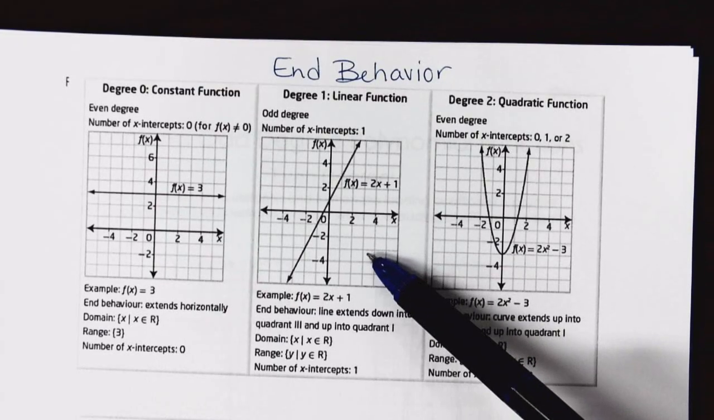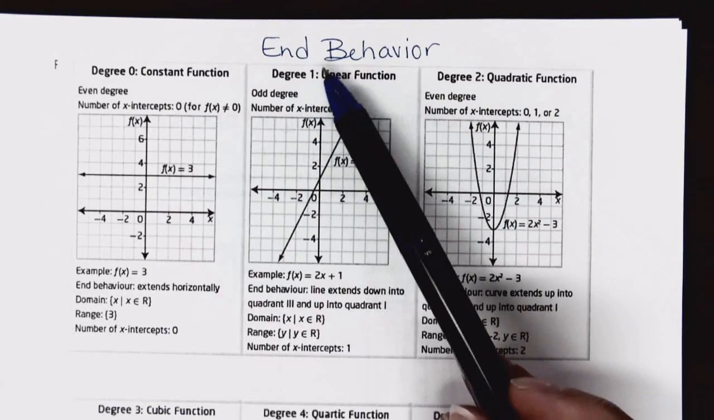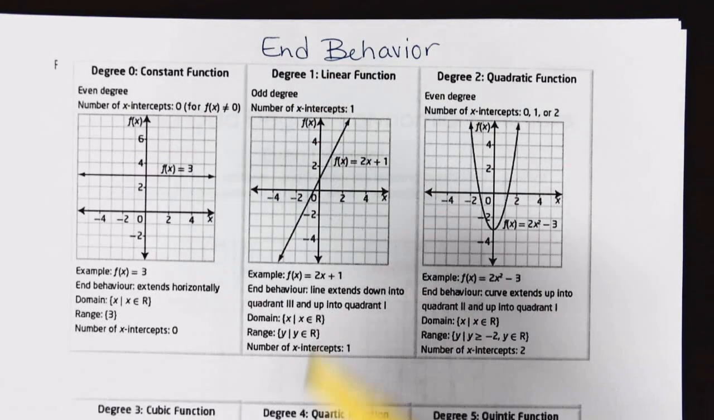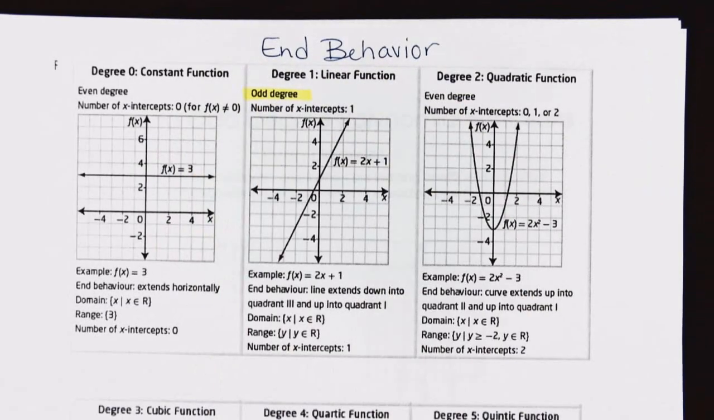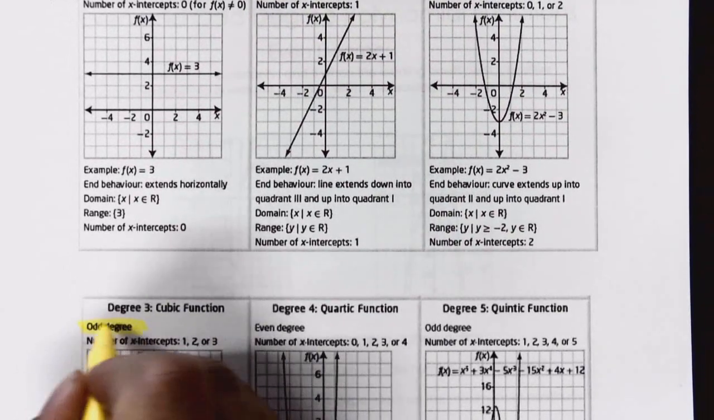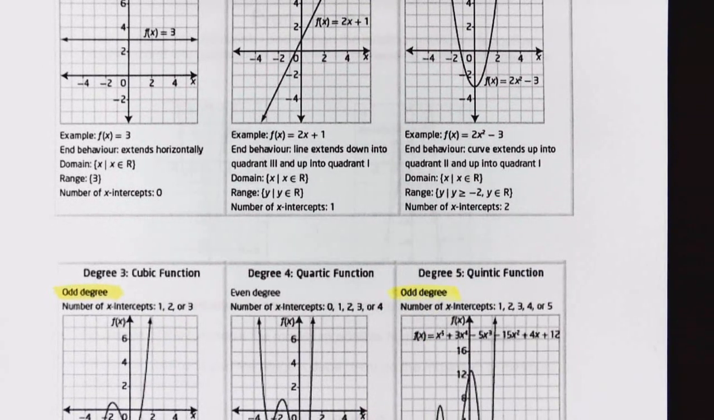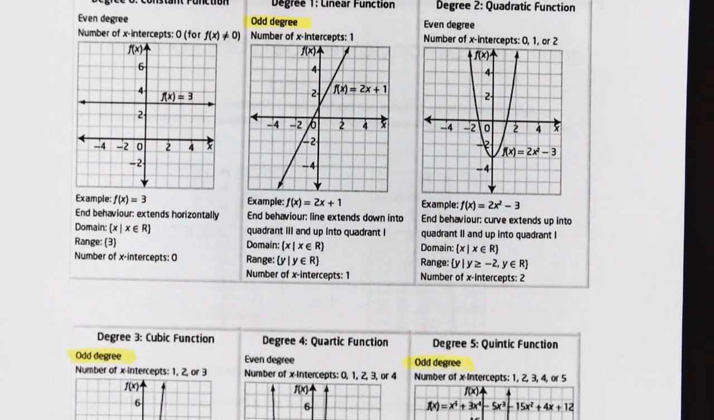Okay, linear, grade 10. Welcome back. Number of x-intercepts. Now, degree of 1. It's an odd degree. I'm just going to point out, I'm going to slide this up for a second. Cubic functions also is an odd degree. Quintic functions, also an odd degree. Do you guys see the connection there? 1, 3, 5. What would be my next one? 7, right? 9. So odd numbers are odd degrees.